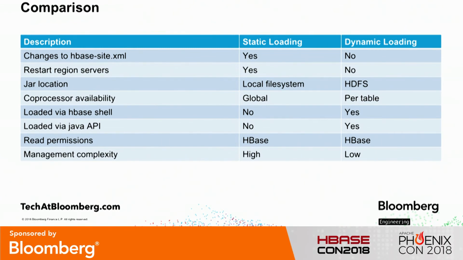The management complexity is extremely high when you're doing static loading, because you have to modify your HBase site XML, you have to deploy that file, you have to copy your jar on every machine, and you have to restart region servers, which will break the region locality, because when you're restarting your region servers, the regions will move, and then your locality is broken, and you need to run major compaction to fix that. But with dynamic loading, the complexity is very low, because you're not restarting your cluster and there is no region transition.